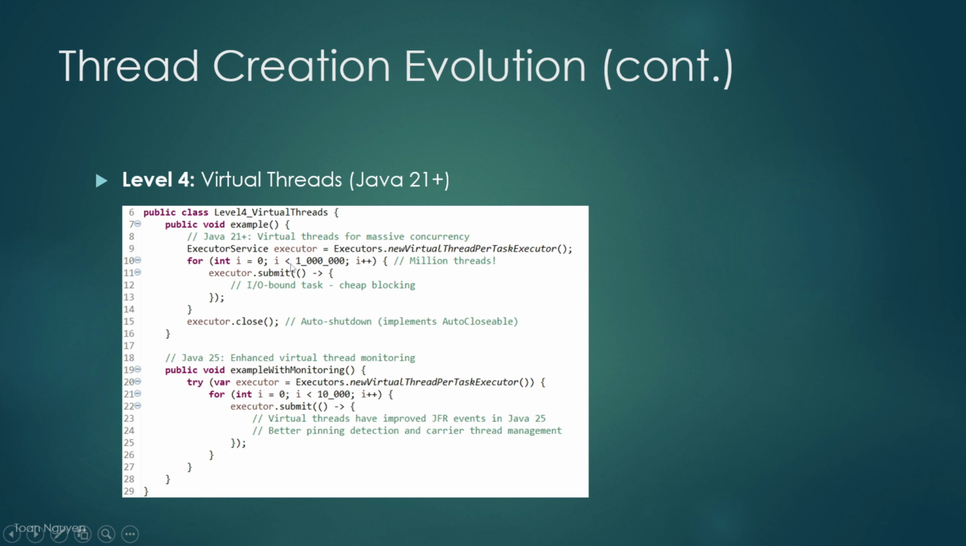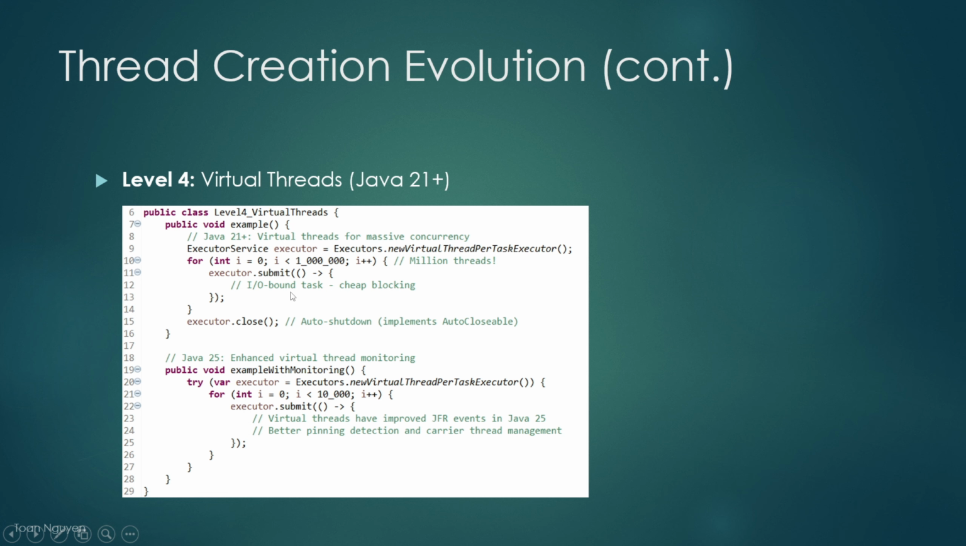Platform threads, on the other hand, depend on the CPU capacity. They depend on the number of cores. Virtual threads are lightweight and very cheap to create. They are typically used for I/O-bound workloads.